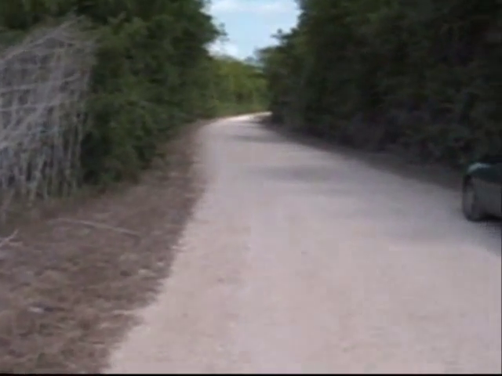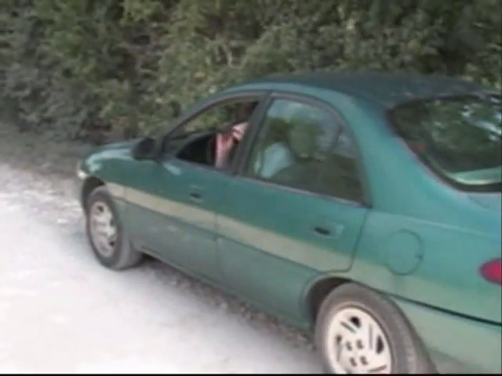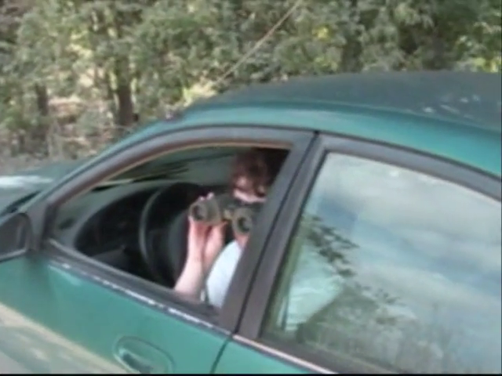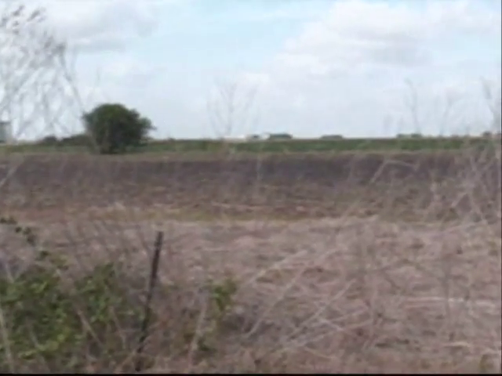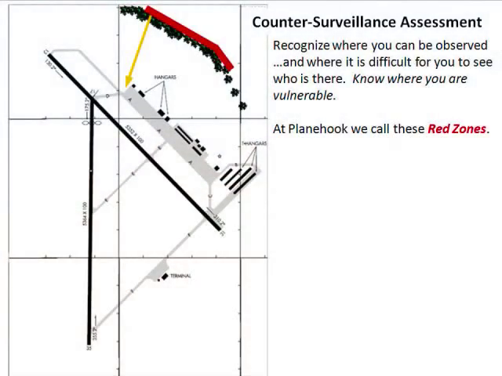Professionals conducting surveillance like to see without being seen, such as the case on this seldom used perimeter road near the airport with trees all around. Let's see what our surveiller is looking at. Off in the distance, we can see he's either looking at a helicopter on the right or fuel tanks on the left. In conducting your counter-surveillance assessment, you need to recognize where you can be observed and where it's difficult for you to see who is there. Know where you're vulnerable. At Planehook, we call these red zones.